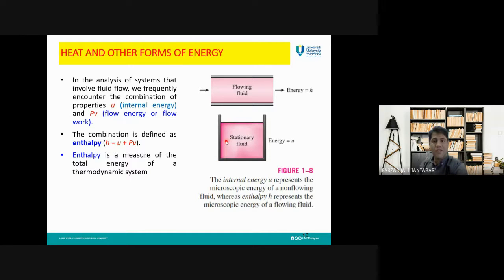Based on this, we can have a closed system and an open system. A closed system is like this: the fluid is not flowing, it is stationary. Because of that, we call it a closed system, or constant mass system. Then we can calculate heat transfer for that later.